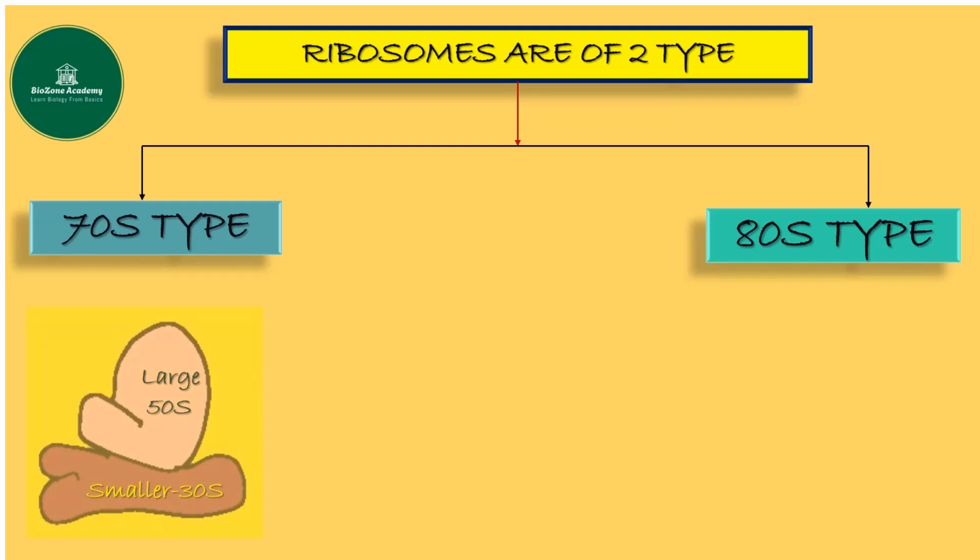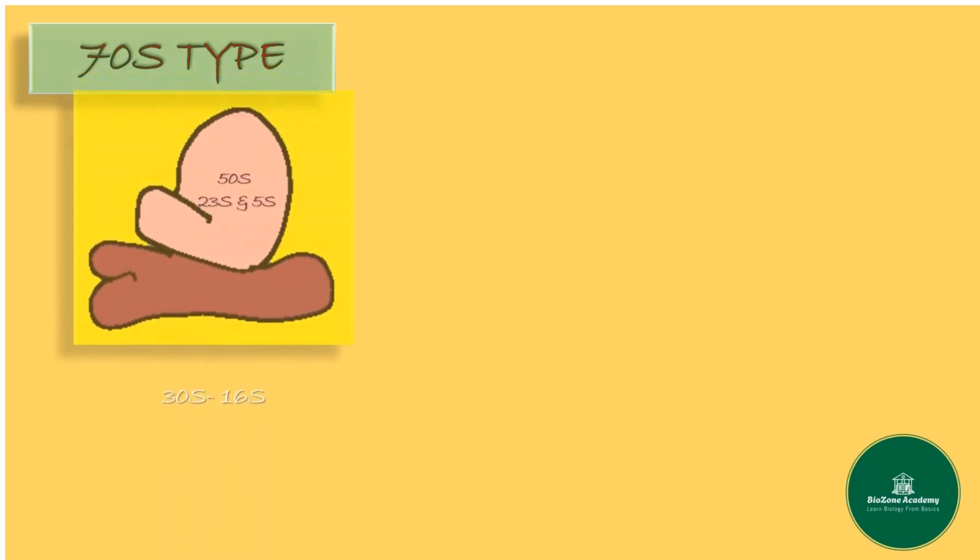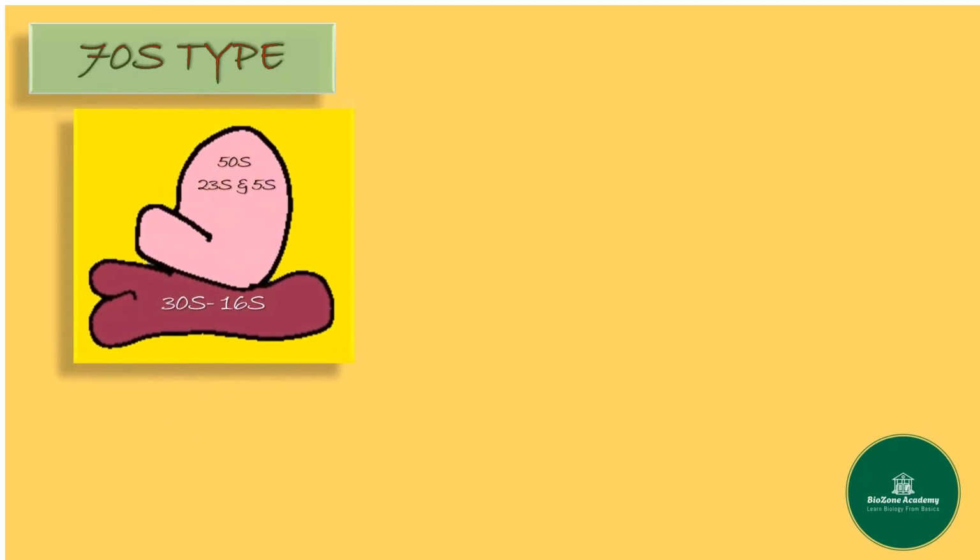Here in this picture, in the 70S type ribosome, the larger and the smaller subunits are 50S and 30S respectively. But in case of 80S type, the larger and the smaller subunits are 60S and 40S respectively. In 70S type, the larger subunit is further made up of 23S and 5S rRNA and the smaller subunit is made up of 16S rRNA. Total 21 proteins are combined to form 70S type.